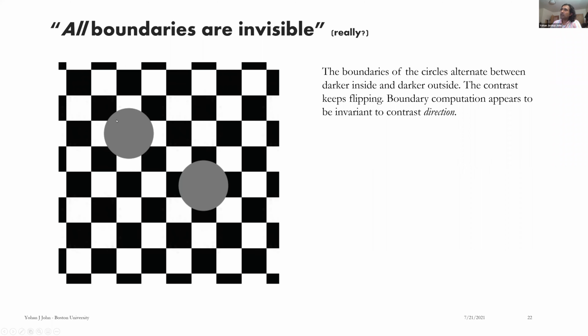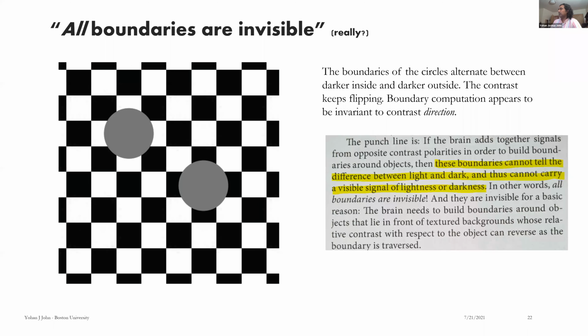alternate between dark to light and light to dark. So the contrast keeps flipping. It's not the same contrast as you go around the circle, and the same is true here. The boundary computation appears to be invariant to the contrast direction, or polarity, he calls it. Now, what does this technical and sort of obscure sounding fact have to do with anything, you might ask? This is what Steve's reasoning is. If the brain adds together these signals, so basically his idea is that the way to construct this polarity invariant kind of sensitivity is to just add them together, sum them.